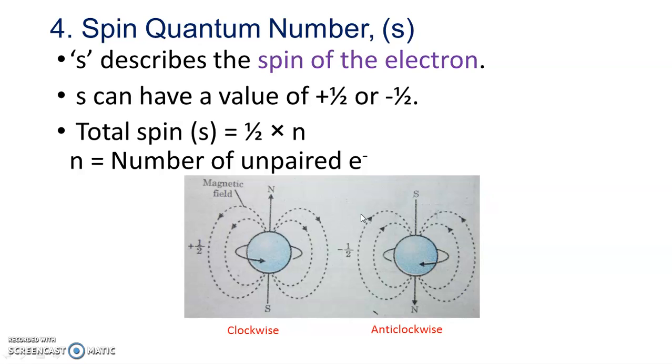So in this way there are 4 quantum numbers. The principal quantum number gives an idea about the main energy level. The azimuthal quantum number gives an idea about the subshells or electronic cloud present in the given orbit. The magnetic quantum number gives an idea about the orbitals, and the spin quantum number gives an idea about the spin of the electron, whether it is clockwise or anti-clockwise.